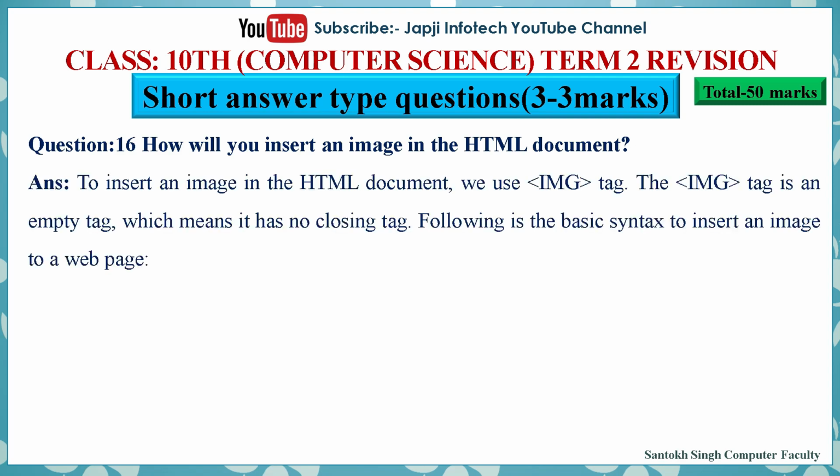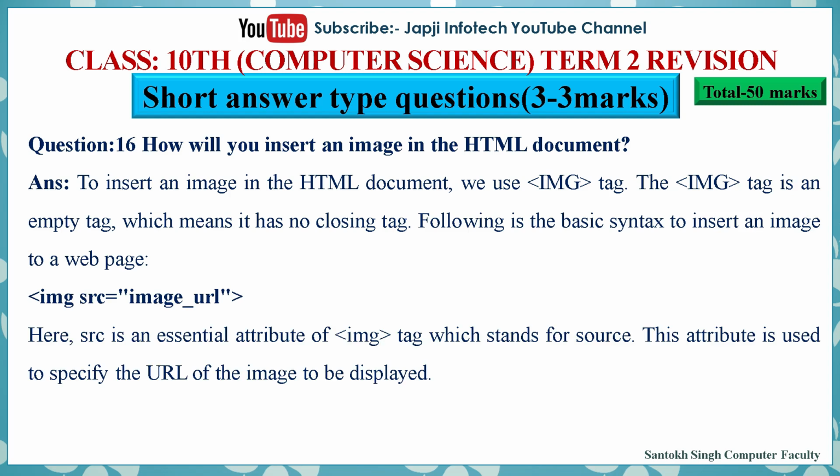To insert an image in the HTML document, we use the img tag. The img tag is an empty tag, which means it has no closing tag. So following is the basic syntax to insert an image to a web page: left angle bracket img space src equal to, in double quotation marks, write the full path of the image, then close the right angle bracket. Here src is an essential attribute of the img tag, which stands for source. This attribute is used to specify the URL of the image to be displayed.